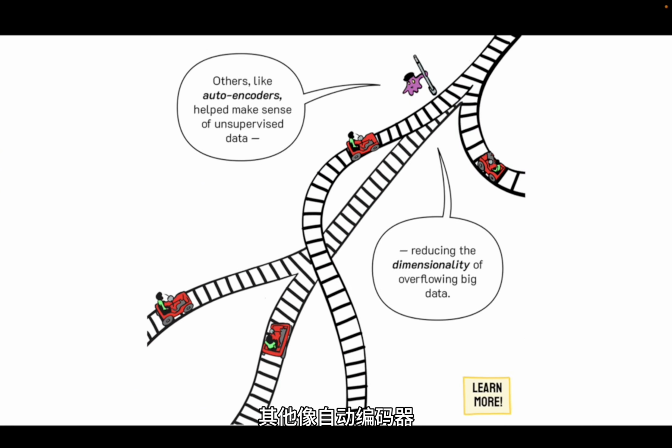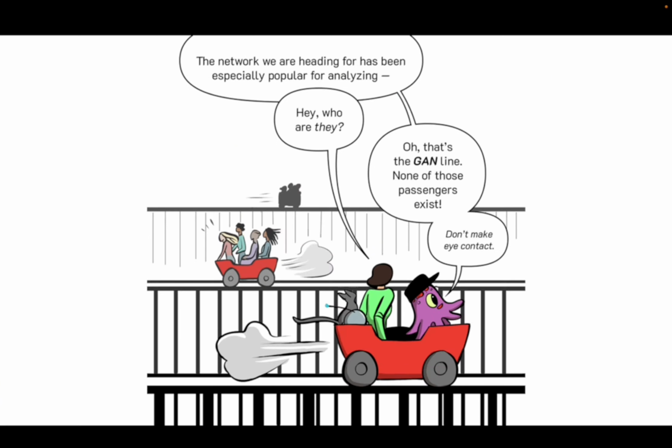Others, like autoencoders, helped make sense of unsupervised data, reducing the dimensionality of overflowing big data. The network we are heading for has been especially popular for analyzing.